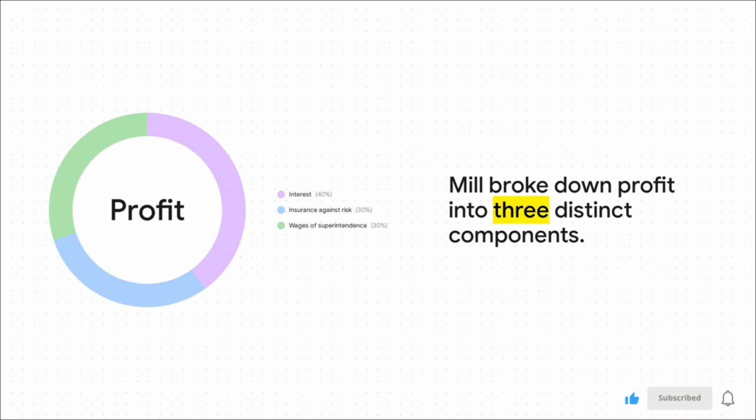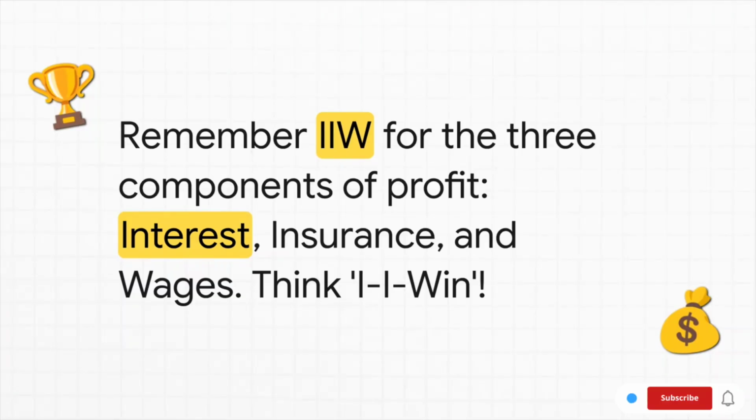Then there's insurance, which is basically a payment to cover the risk that the whole thing could fail. And finally, the wages of superintendents, which is a fancy way of saying the salary for the person who's actually running the show. And of course, we've got a mnemonic for this. To remember these 3 parts of profit, just think IIW, or even better, think I win.